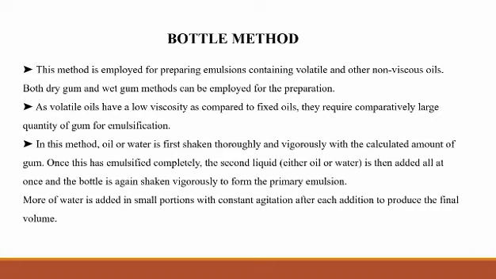Here in this method, if you are going to prepare an oil in water type emulsion, first we take the oil, then we have to mix and shake it thoroughly using the calculated amount of gum. So if we are taking the oil, then we have to mix the oil and gum in the bottle, and we have to shake it thoroughly. Once it has emulsified completely, next we have to add the water.